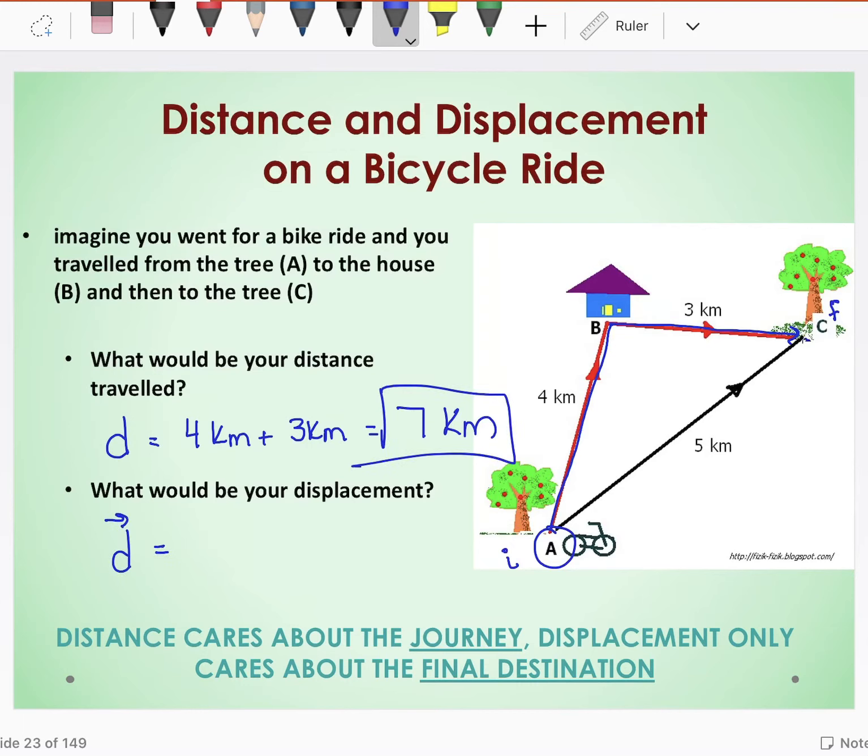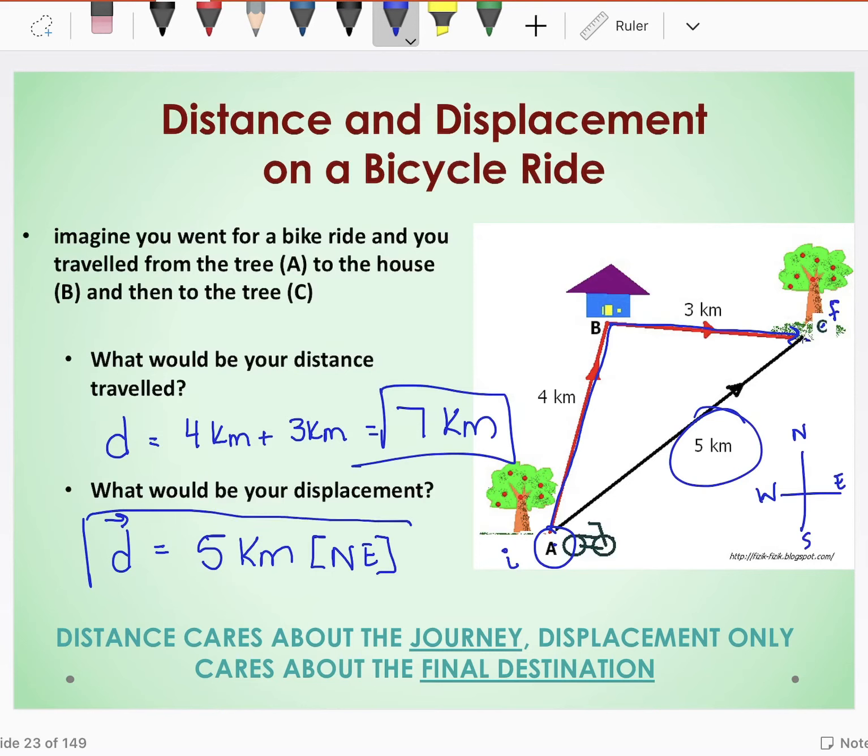Now my displacement here, looking at my picture, displacement conceptually is the shortest interval between the start and the finish, which my picture shows me is 5 kilometers. And again, if we can include a direction, we should. So thinking about our compass here, northeast, southwest, that would be written as northeast. So it is important that you can, using a picture or a representation, indicate the difference between distance and displacement.